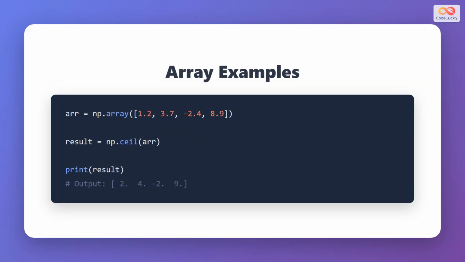The real power of np.ceil becomes apparent when working with arrays. Here, we create a NumPy array containing 1.2, 3.7, negative 2.4, and 8.9. When we apply np.ceil to this entire array, it returns a new array with each element rounded up: 2, 4, negative 2, and 9. Notice how the function processes all elements at once, making it incredibly efficient for large datasets.